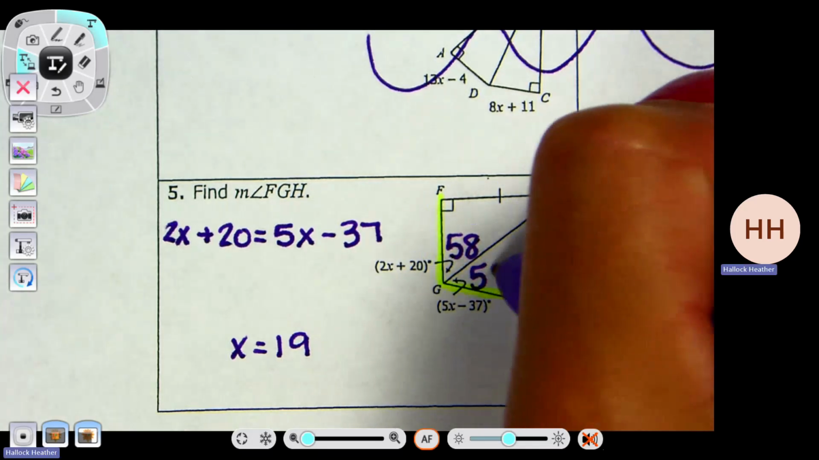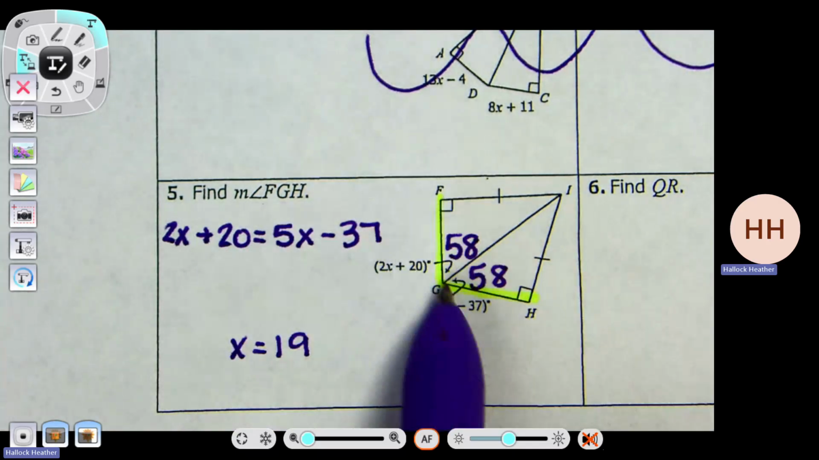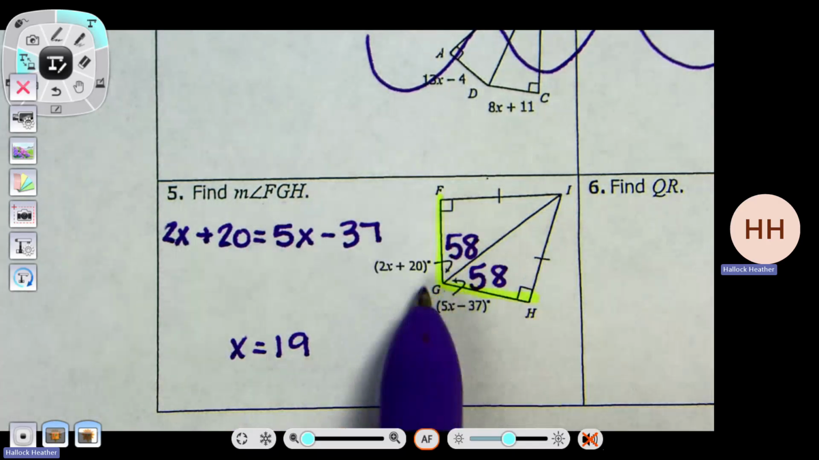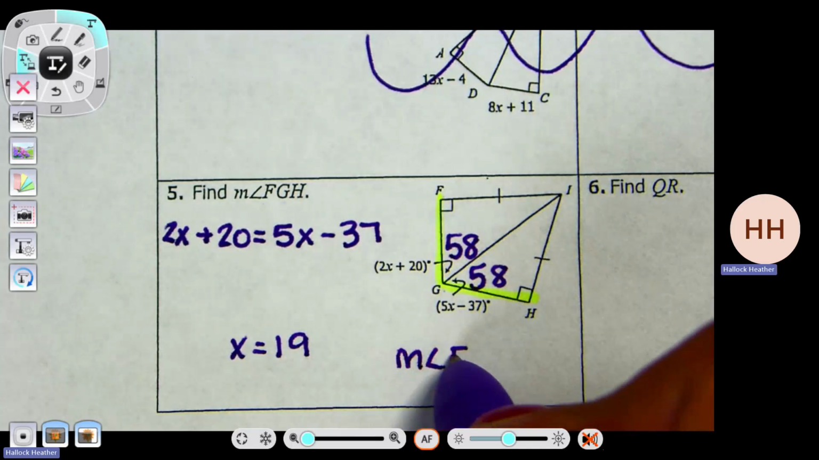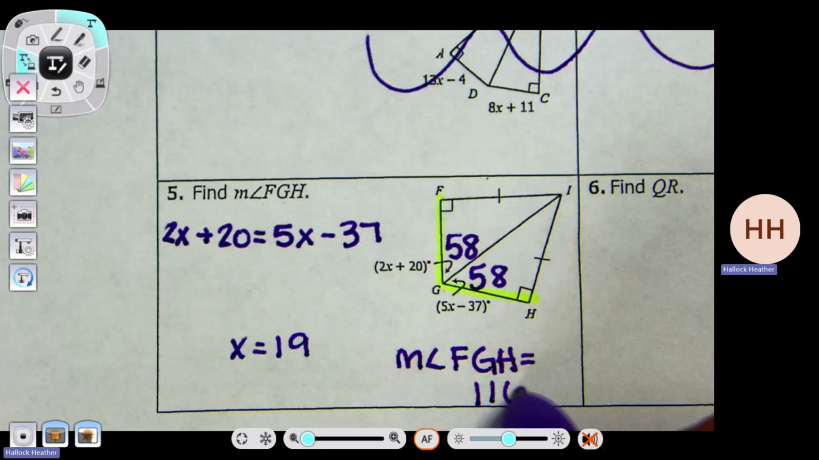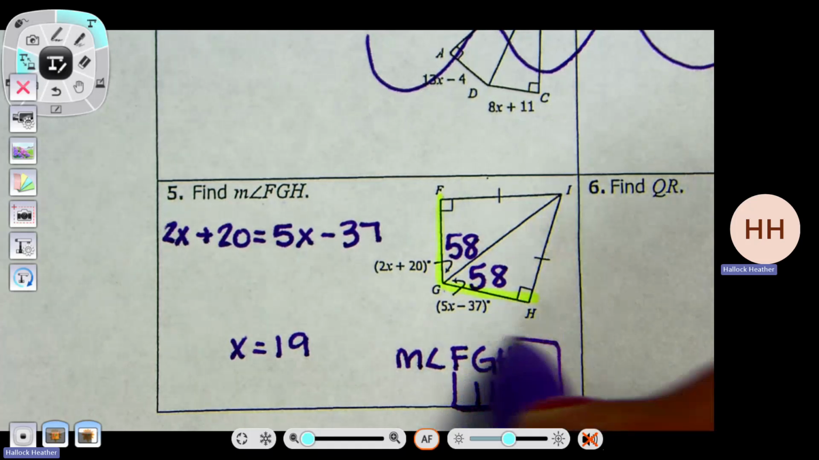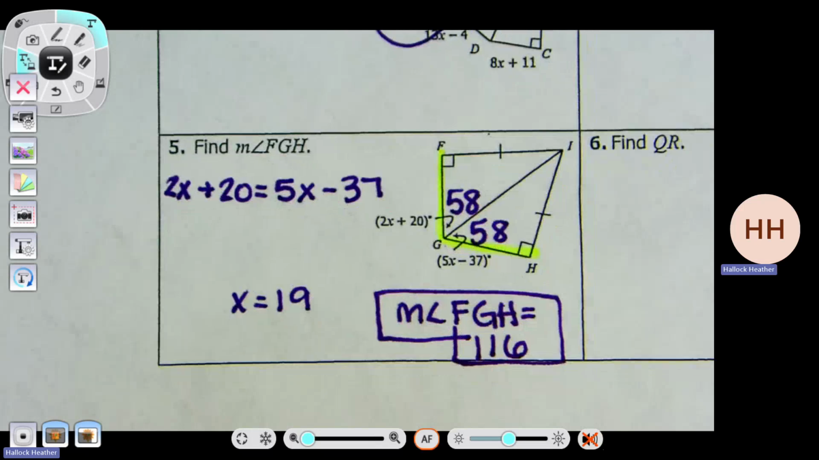So each side is 58. So the whole thing, if you look, it says FGH. FGH is not half of it, it's the whole thing. So we have to add them together. So the measure of angle FGH is how much total? 116. No, I did 19 times 2 and got 36. Oh, yeah, no, that's wrong. That's why I messed up.